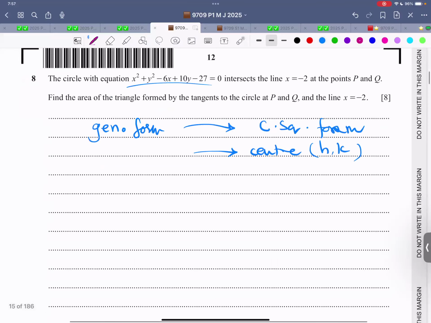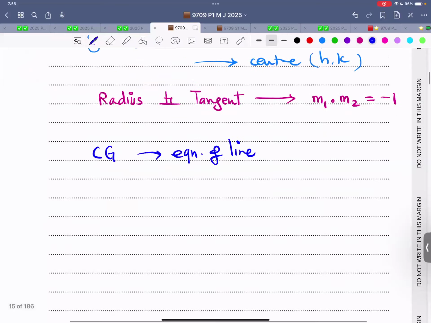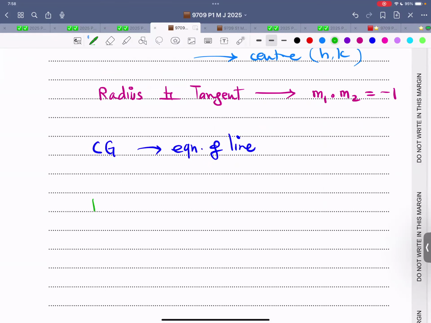The second thing, we have to apply the property that the radius is perpendicular to the tangent at the point of contact. And we know that if two lines are perpendicular, the gradients multiplied give you -1. That is the knowledge that's used. We have to use coordinate geometry and we have to find the equation of a line. We might have to find a point of intersection. That is about simultaneous equations.